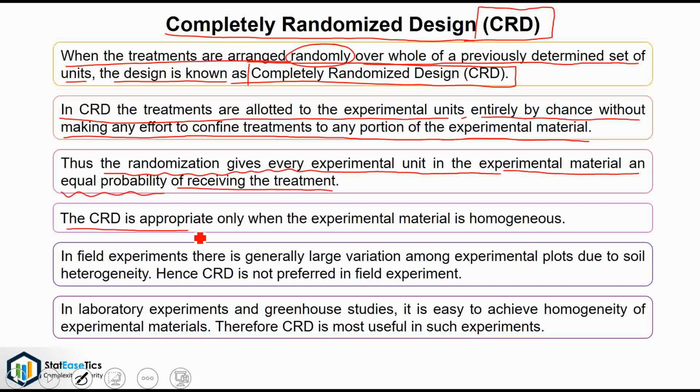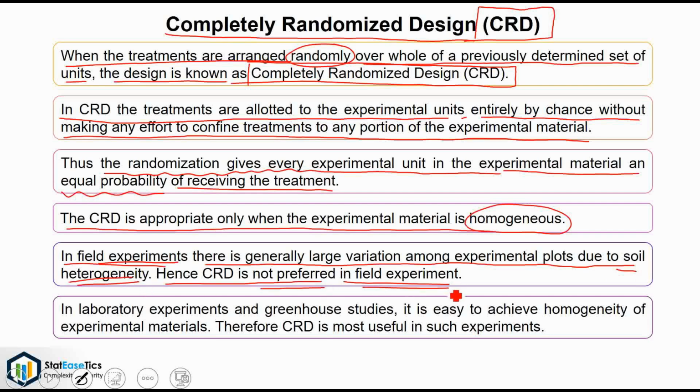The CRD is appropriate only when the experimental material is homogeneous. In field experiments, there is generally large variation among experimental plots due to soil heterogeneity. Hence, CRD is not preferred in field experiments. In laboratory experiments and greenhouse studies, it is easy to achieve homogeneity of experimental materials. Therefore, CRD is most useful in such experiments.